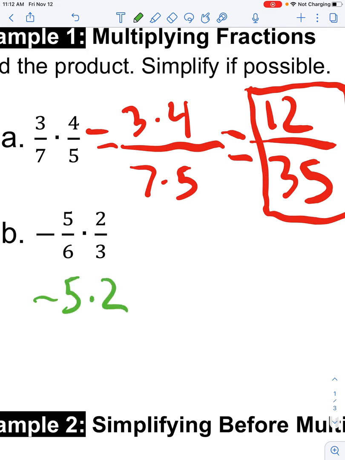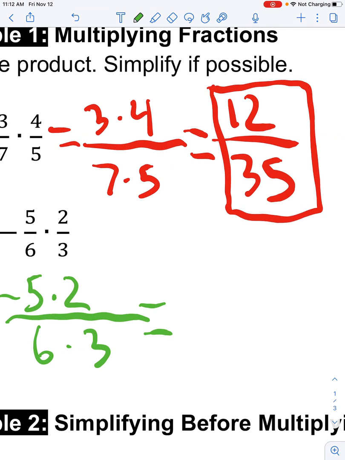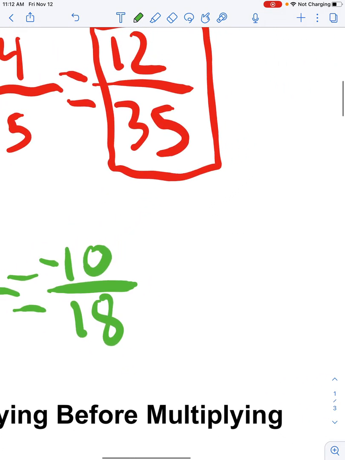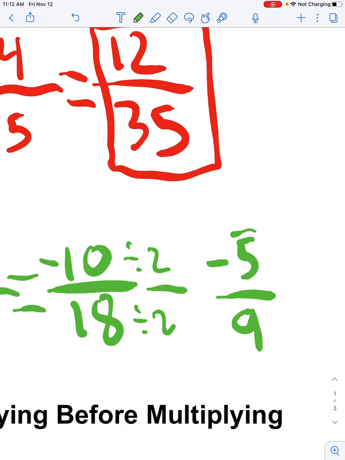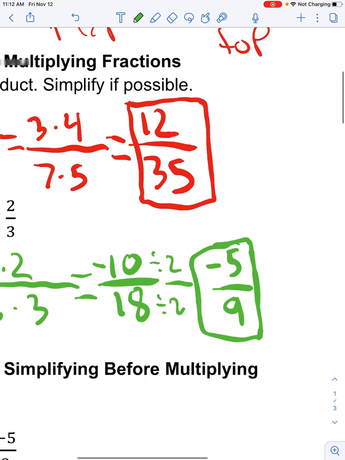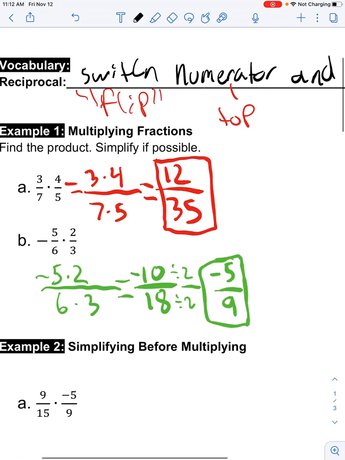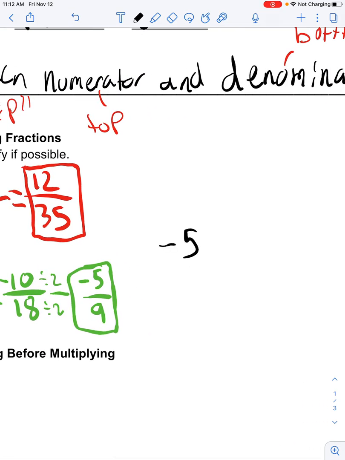Now, for this one, there's 2 ways to solve it. So we're going to solve it 2 different ways. First step is to do it exactly how we did it before. Multiply my numerators, multiply my denominators. Negative 5 times 2 is negative 10. 6 times 3 is 18. But this I can simplify. I've got some like terms. So I'm going to divide the top and the bottom by 2 and get negative 5/9. Now that's the first way to solve it.